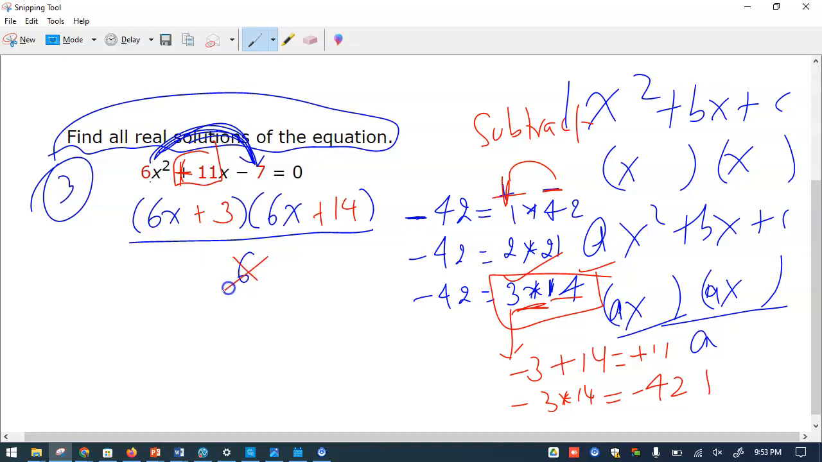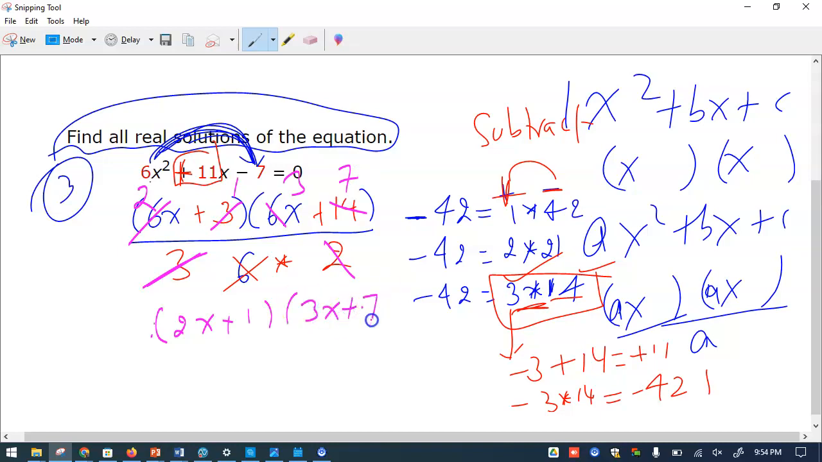Say I split this 6 into 3 times 2. Why did I do this? That's because this 3 divides 6 two times, and this 3 divides this 3 one time. Then the first parenthesis will be 2x plus 1. In the second one, this 2 divides this one 3 times, and 14 divides 7 times. So I'm left with 3x plus 7.